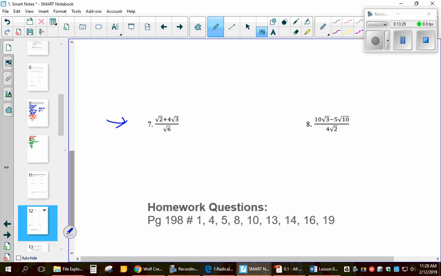So again, I'm dividing these, right? I can't really do anything with the top. There's nothing I can collect like terms. The only thing I can do is deal with this square root of 6 in the bottom. I need to rationalize it. So the way I'm going to do that is by multiplying this by square root of 6 over square root of 6, because in the bottom, square root of 6 times square root of 6 is going to get rid of the square root.